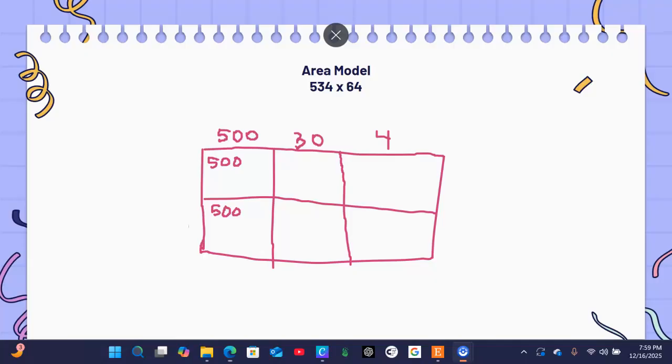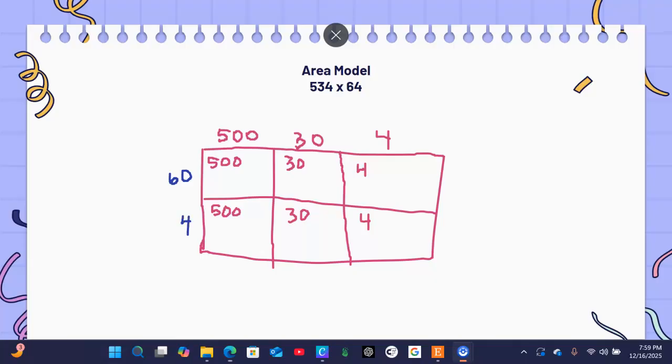Now, this is our tens place. So let's go ahead and write our 30 here, and write our 30 here. And then we'll write our 4 here, and our 4 here. Now I'm going to go ahead and change colors so that you could see our next one, which is 64. So we break 64 into 60 and 4.